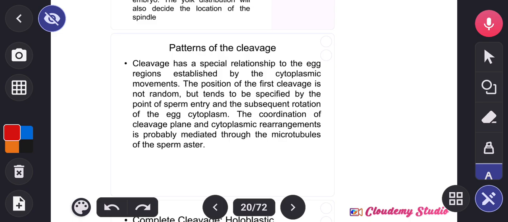Cleavage has a special relationship to the egg region established by the cytoplasmic movement, and the position of the first cleavage is not random, but tends to be specified by the point of sperm entry and the subsequent rotation of the egg cytoplasm. The coordination of the cleavage plane and the cytoplasmic rearrangement is probably mediated through the microtubules of the sperm aster. That is what initiates the patterns of cleavage itself. But that is not where we are going. Let us just know the several cleavage patterns that we have.